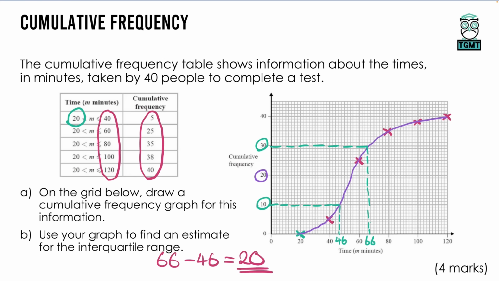I think by the looks of it, if you go up from 80, you land on 35 people on the cumulative frequency, so that'd be an extra 5 people took longer than 80 minutes. So little things like that you can also be looking for on a cumulative frequency graph. But there we go, there was interquartile range.